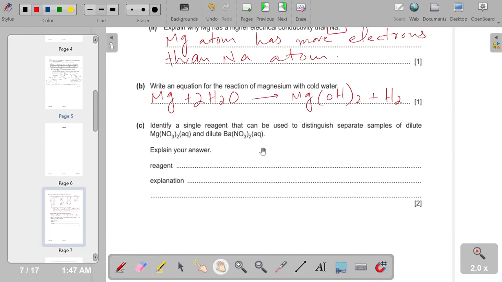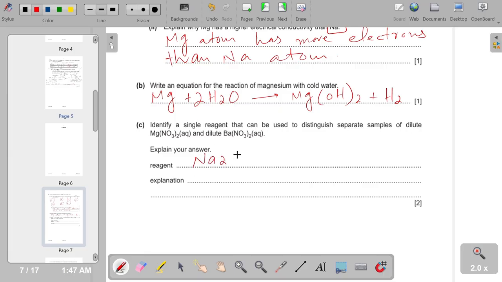Identify a single reagent that can be used to distinguish separate samples of dilute magnesium nitrate and dilute barium nitrate. This is an important question. You need to know the reagent for these two is sodium sulfate. But the question is how?